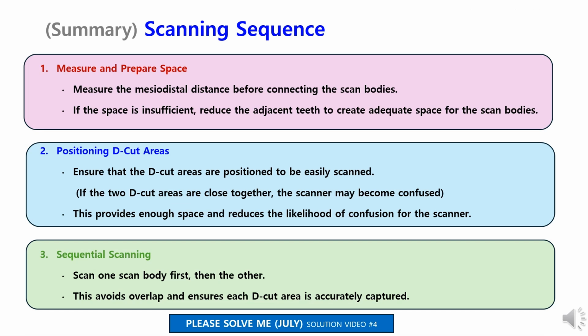This is a summary of how to deal with scan bodies in close proximity. By following these steps, you can improve the accuracy of scanning 2 scan bodies, even when space is limited. We hope this answers the question on scanning strategy.